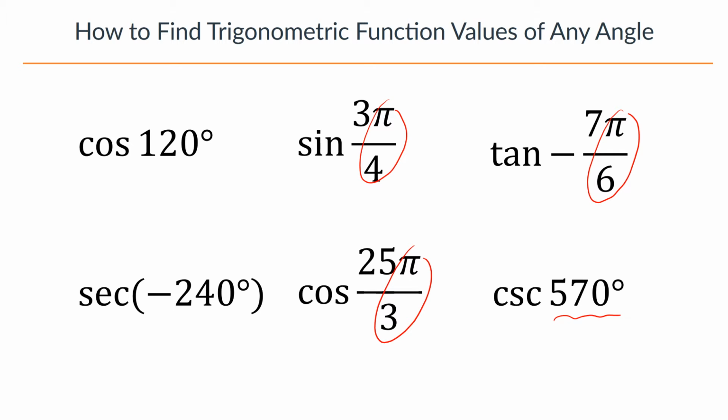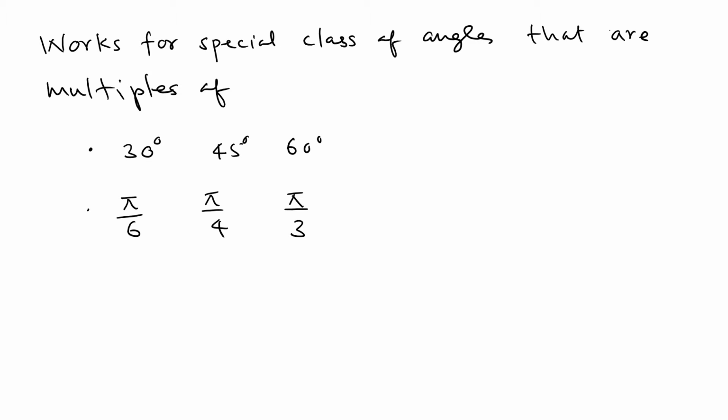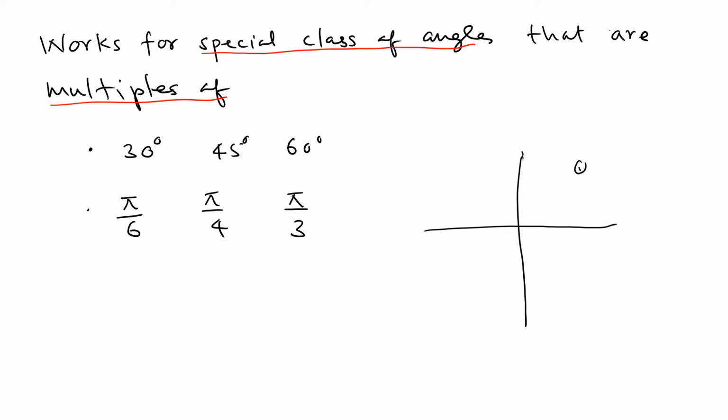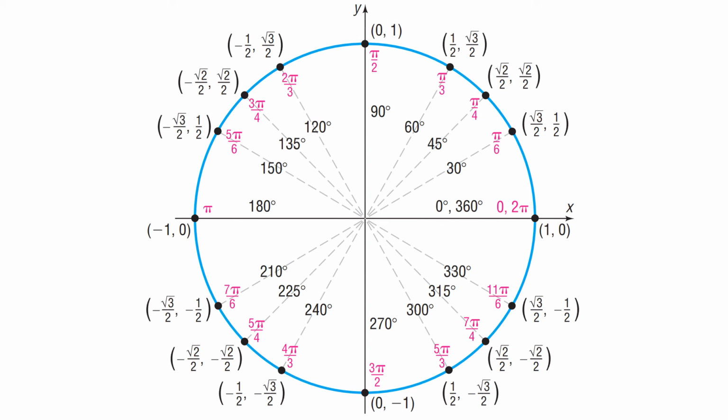So let's talk about the basics. The method works for a special class of angles that are multiples of 30, 45, 60 degrees, or in radian, pi over 6, pi over 4 or pi over 3. And we can talk about all four quadrants. So that means we can talk about angles in quadrant 1, and then angles in quadrant 2, angles in quadrant 3, and the angles in quadrant 4. So these are all the angles that are in all those four quadrants.